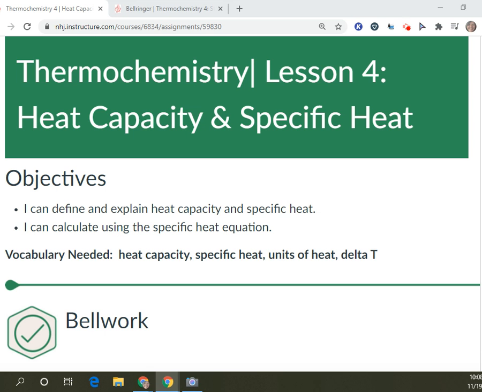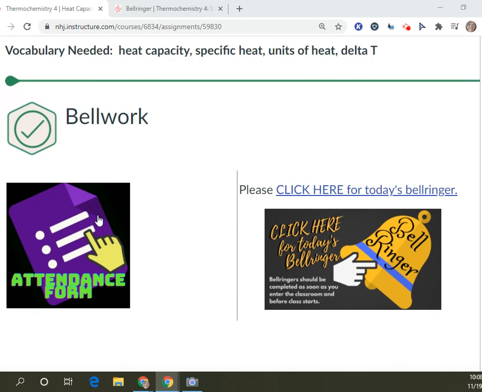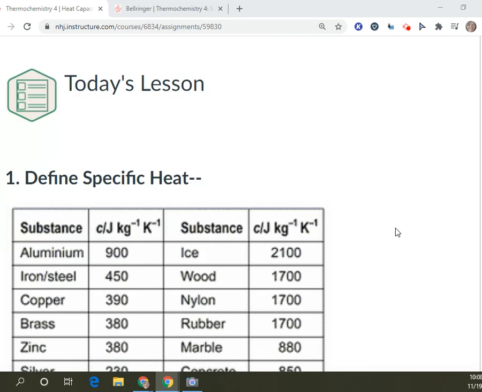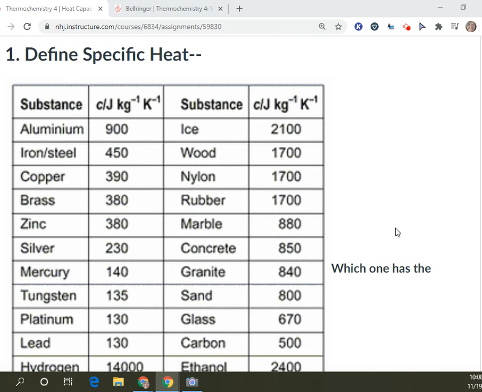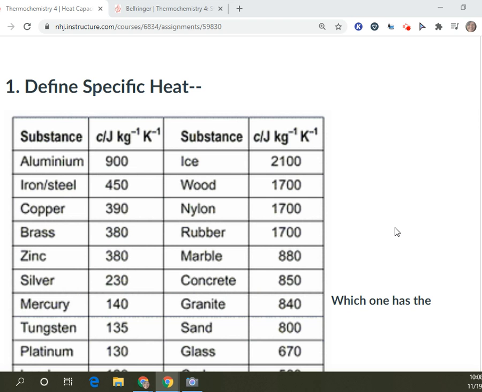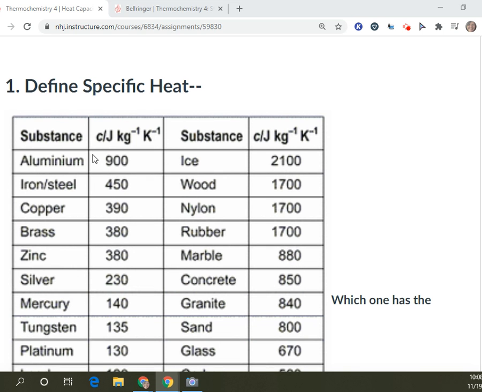Okay, so we're going to record a conversation in our notes for Thermochemistry Lesson 4, Heat Capacity and Specific Heat. Hopefully you have already done the attendance and the bell ringer. Let's look at this image, this data table here. All right, so it says define specific heat. Well, that's a totally new word. So let's look at this data table and consider what it says.